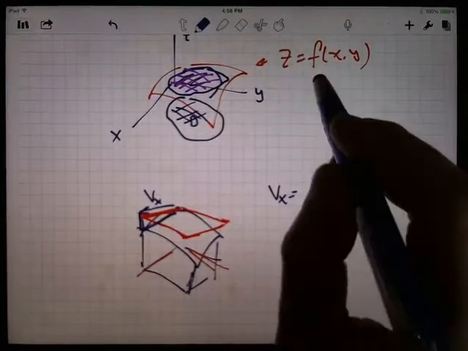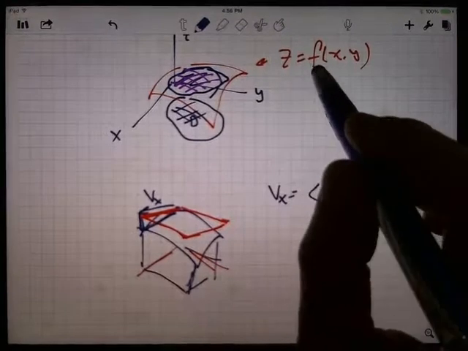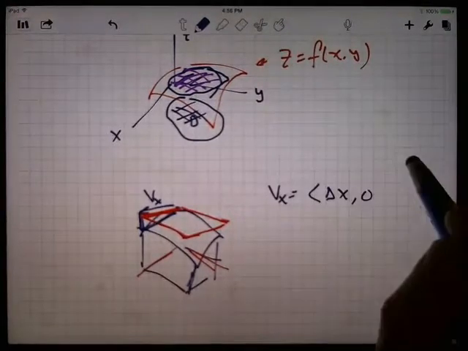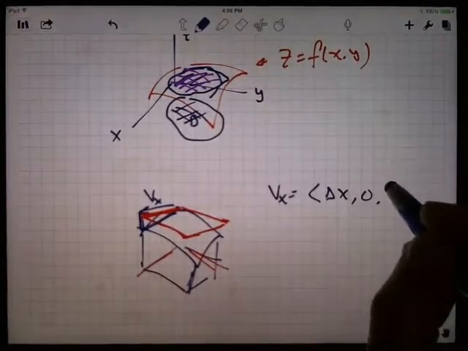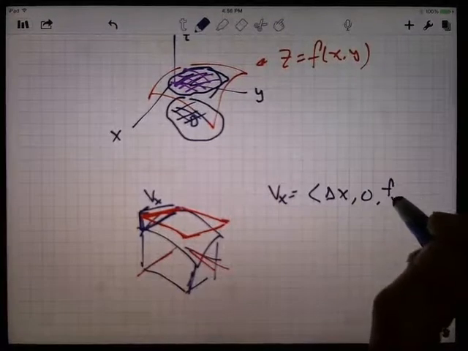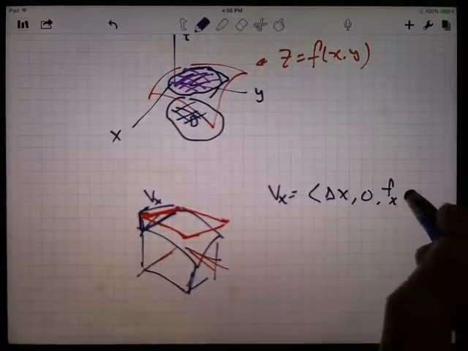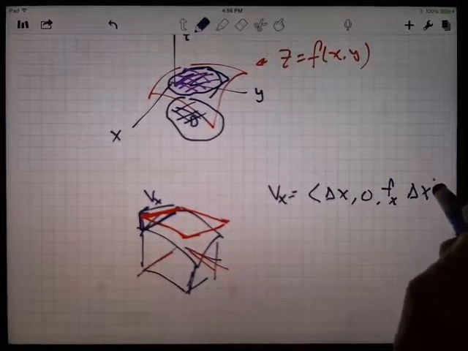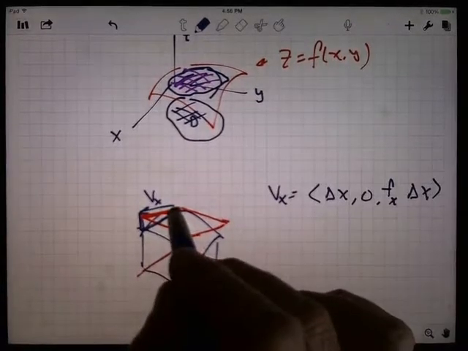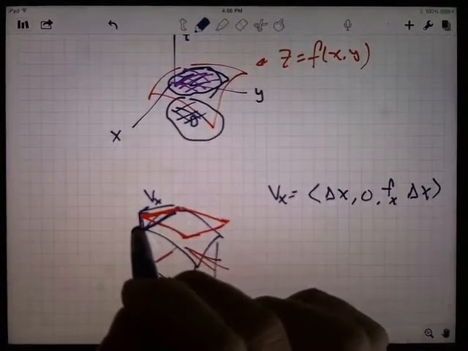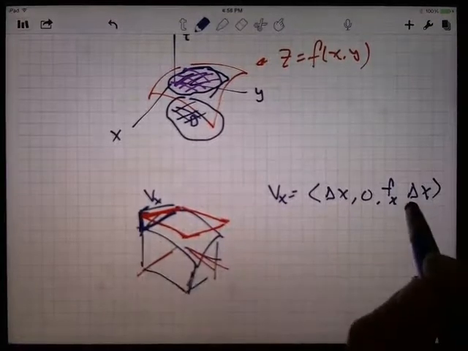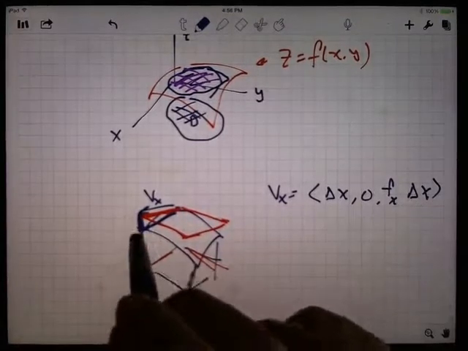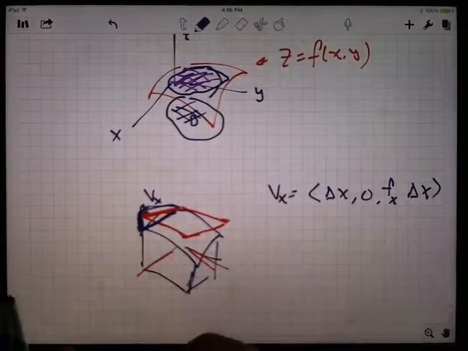Well, the slope is calculated by partial derivative, right? This is Calc 3 stuff now. So if I look at essentially the partial derivative with respect to x, I'll notate it this way, then times delta x. That's going to be a vector that has delta x for an x component, 0 for a y component, and the slope times delta x, so the appropriate amount here to be pointing in the direction that I want.